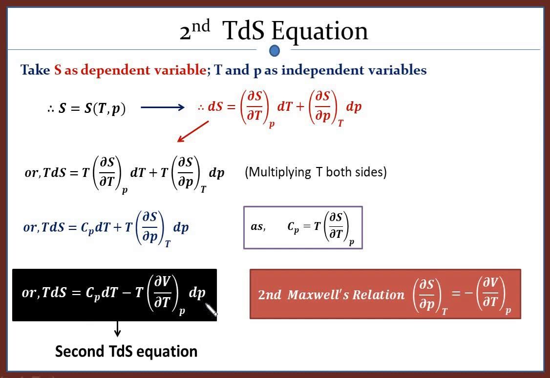Now here we can easily see the right hand side is completely independent of dS. What we have is everything measurable quantities like T, V and P. First TdS equation related dS with Cv, the second TdS equation related dS with Cp. And in the first case we have seen change in volume was involved. In this case change in pressure is involved.